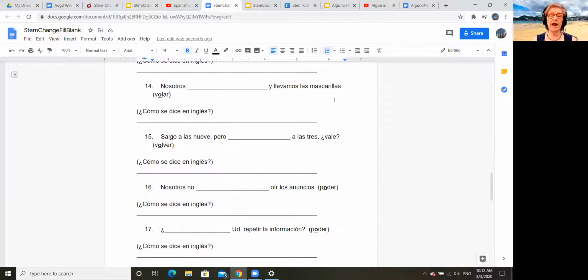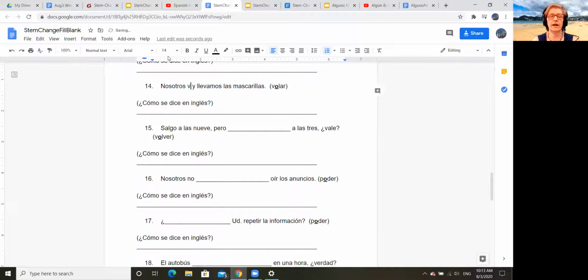And now we've got volar. Here's one of those verbs from our little meme. Volar, to fly. ¿Alguien quiere 14? 14. I can do. Vale. Nosotros volamos y llevamos las mascarillas. Sí, mascarillas. Okay, volamos.